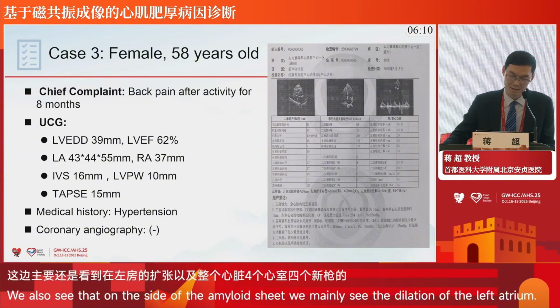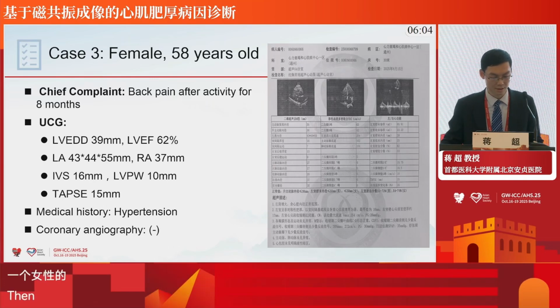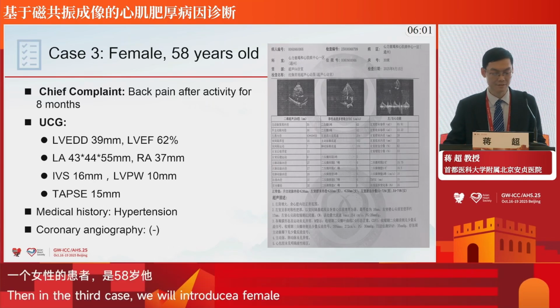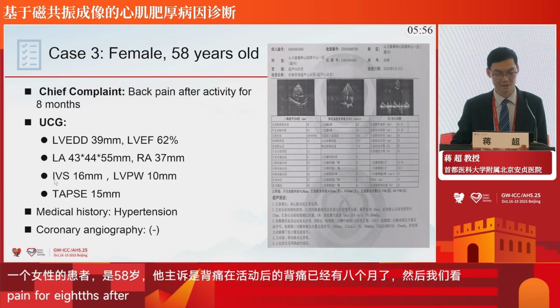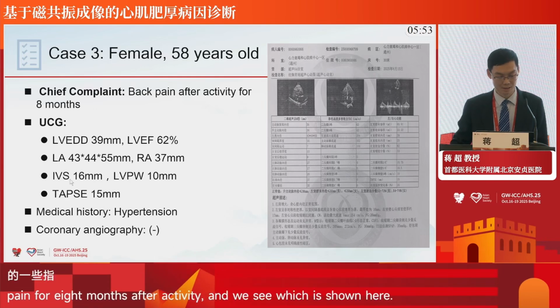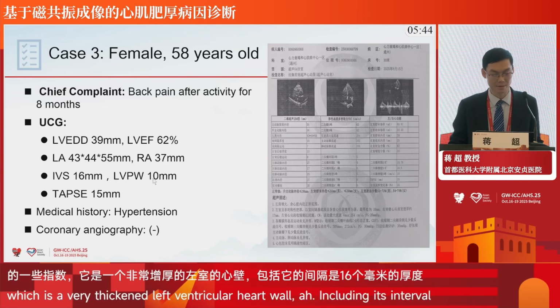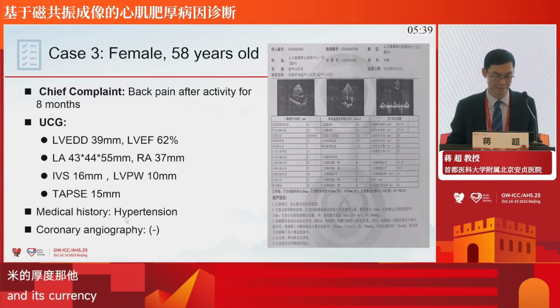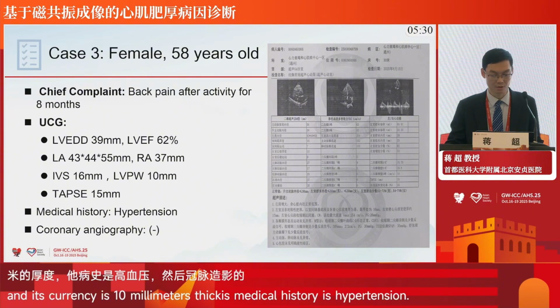Case 3, I will introduce a female patient, 58 years old. The chief complaint is back pain after activity for 8 months. The UCG also showed a very thick left ventricle. The septum is about 16 millimeters, and the posterior wall is about 10 millimeters. She had a medical history of hypertension, and the coronary test also showed she had no coronary artery disease.